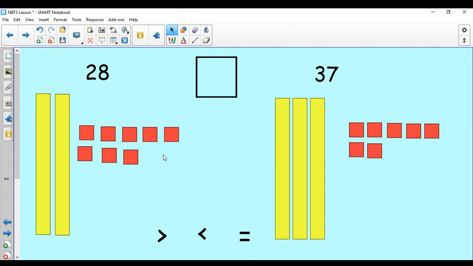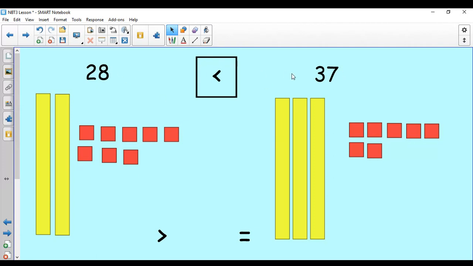So when we are comparing our two-digit numbers, we look at the tens place first. So I have 2 and I have 3. Well, which number is larger, 2 or 3? Well, 3 is larger. 2 tens or 3 tens, well, that's the same as 20 or 30. 30 is larger than 20. So if we're thinking of the alligator, we want the alligator to eat the larger number. So 37 is larger than 28. So the alligator needs to eat 37. So we want our symbol to be facing open at the number 37.